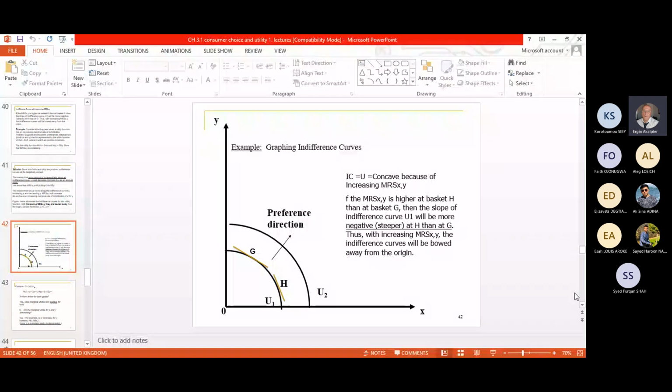And thus, with an increasing marginal rate of substitution of x for y, the indifference curve will be bowed away from the origin. This is because, as I said to you, it is not convex, it is concave. And because this is an increasing marginal rate of substitution, as you see, at G the curve is going to be flatter, more horizontal, and H is becoming steeper, more vertical. Therefore, the indifference curve U1 will be more negatively steep at H than at G.